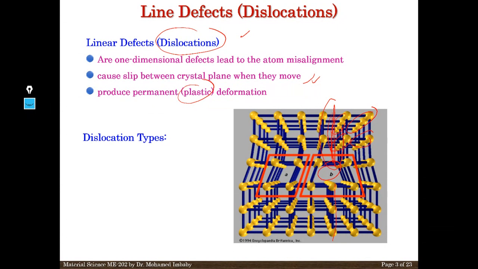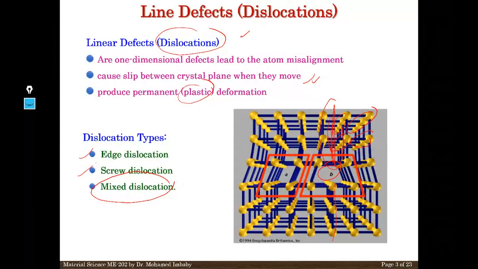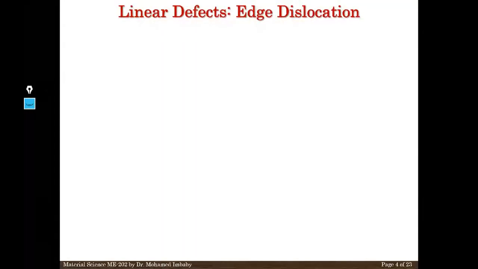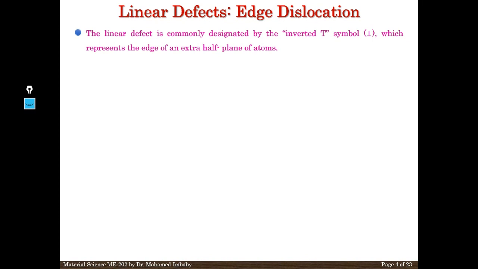Dislocation types, we have 3 types of dislocation. The first one is called edge dislocation. The second one is screw dislocation. And the third one is mixed. Most of them, of course, are mixed, but you have to understand the edge and screw. Let me go ahead to linear dislocation. If you look at here, I will give you some graph to let you understand. The linear defect is commonly designated by an inverted T. This is very important to understand that symbol. The symbol is called inverted T, which represents the edge of an extra half plane of atoms.